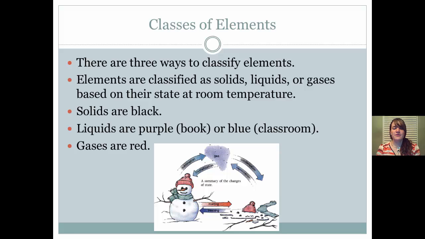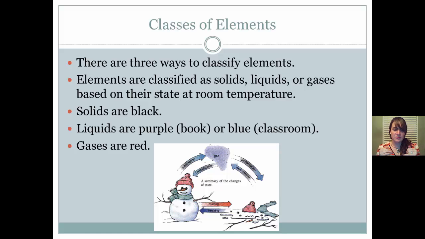Okay, so we have 3 ways that we classify elements. We can classify them based on their room temperature. That would be our first way of classifying them: if they're a solid, a liquid, or a gas at room temperature. In the classroom, when we use the textbook, if you look at the writing in the book, solids are written in black, liquids are in purple, and gases are in red.